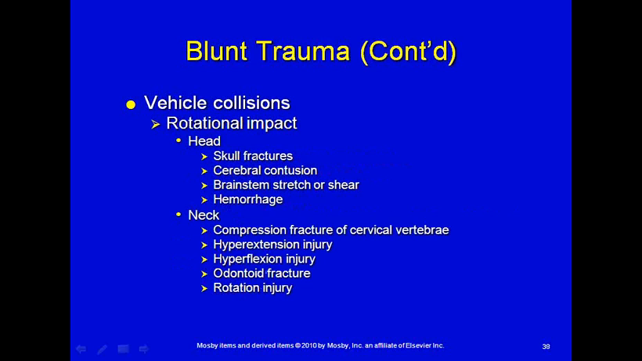Rotational impact, that's kind of an offset. Someone struck in the rear quarter panel or front quarter panel instead of directly in the center of the vehicle. With a rotational impact, the vehicle spins around and around and around, and it's kind of like a carnival ride. It's pretty fun for a while, but when the vehicle stops, you're still spinning at that particular speed, and you'll slam into whatever if you're not belted.